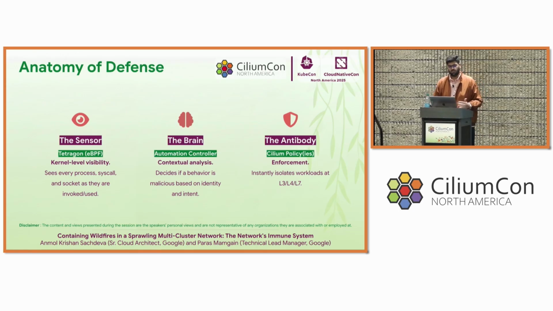And similarly, the brain will be considering the context-aware behavior, and it will be doing contextual analysis on top of whatever the workload that has got compromised is trying to do. And ultimately, the antibodies, which are nothing but Cilium policies that will help us have network and connectivity related policies enforced. We can even have protection at L3, L4, L7 level.